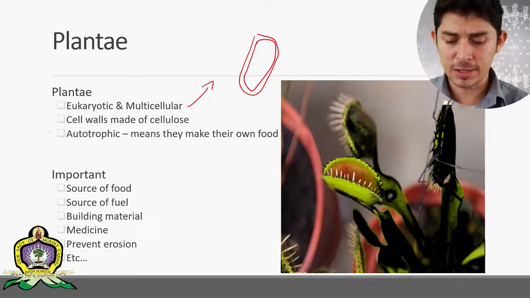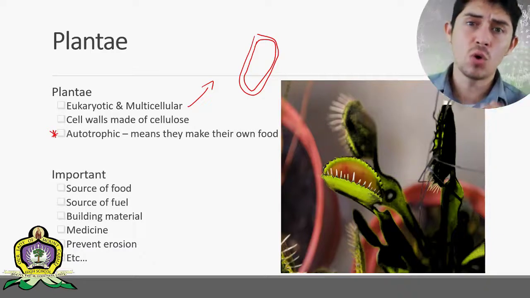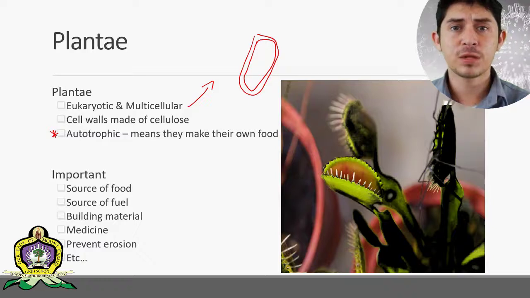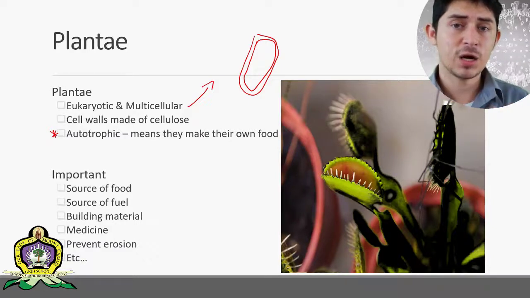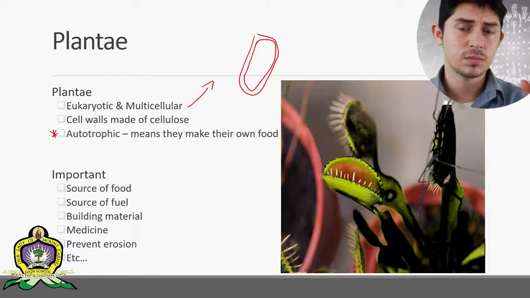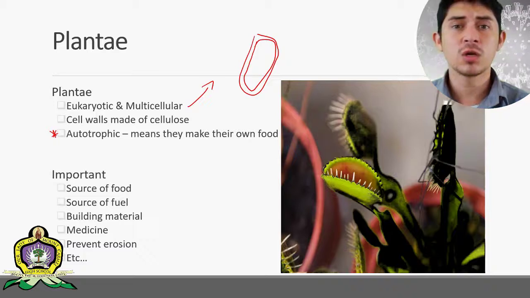And more importantly, they are autotrophic, meaning that they produce their own food in order to survive. They use the sunlight, they obtain carbon dioxide and water, and they combine the carbon dioxide and water with the use of sunlight to produce food. So they're the basis of the food chain.